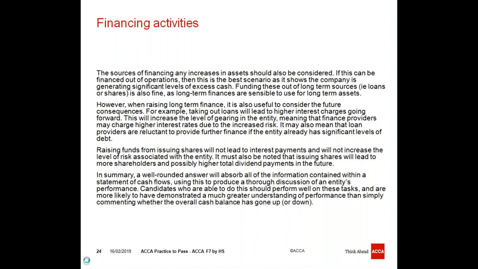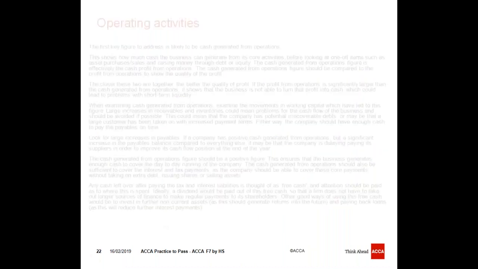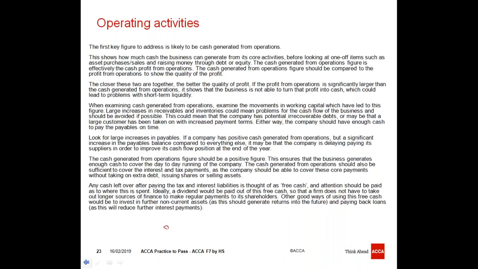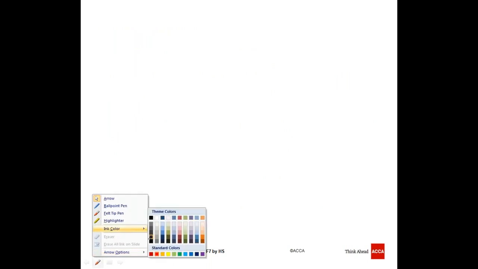Now, how to comment on the performance of the business in cash flow? So according to IAS 7, we prepare the cash flow statement under operating, investing, and financing activity. So we have to identify whether we are performing well from the operating activity, from the investing, and from the financing perspective, and the overall change.